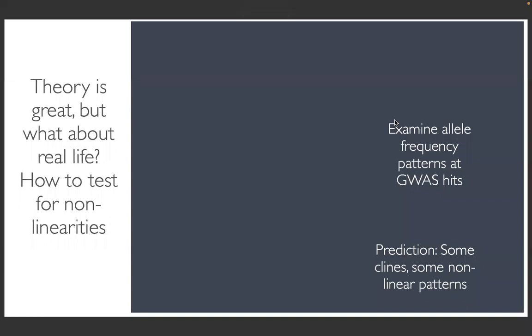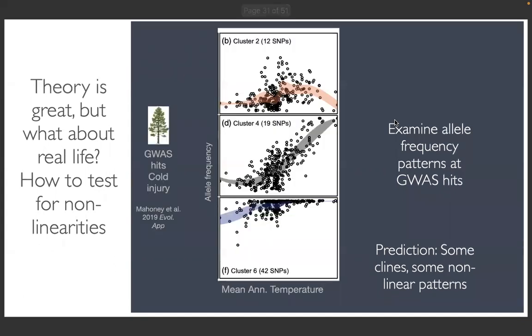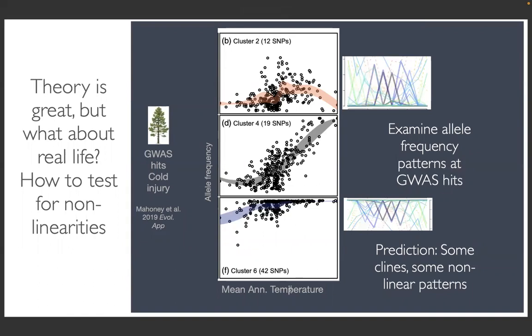So this theory is great, but what about real life? How can we test for these nonlinearities? So I propose that we do genotype-phenotype associations and then look at the allele frequency patterns for those hits across environments. And I predict that we'll see some clines and some nonlinear patterns. And luckily, Colin Mahoney did this in 2019 for GWAS hits for a cold injury trait in a pine and plotted the allele frequency patterns for those hits as a function of mean annual temperature. And what I think is interesting about this paper is that I'm seeing patterns here that are eerily similar to some of the things that I'm developing in the simulation. So we need some more tests like this.